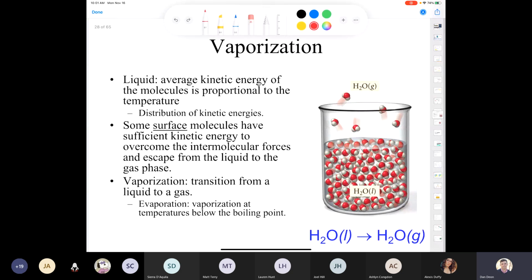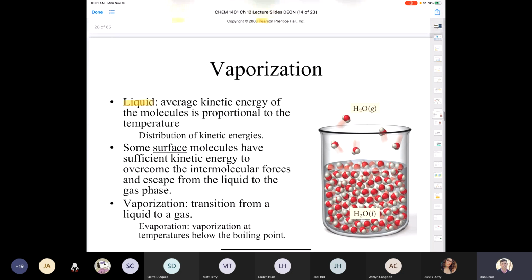What's vaporization? It says here, in a liquid, the average kinetic energy of the molecules is going to be proportional to temperature, right? That's the distribution of kinetic energies. Remember, we looked at that, the Boltzmann distribution. This is something that we looked at quite a while ago in the class.